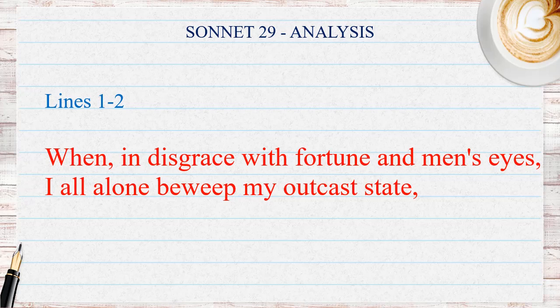Here at the beginning of the sonnet, Shakespeare lists a series of misfortunes he has suffered. He describes himself as disgraced. He says, I am not favored by men and fortune. I weep over my outcast state. He says that he is hopeless, untalented, and ugly. He lacks political influence. He no longer takes pleasure in the things he once enjoyed. So he is in an outcast state.